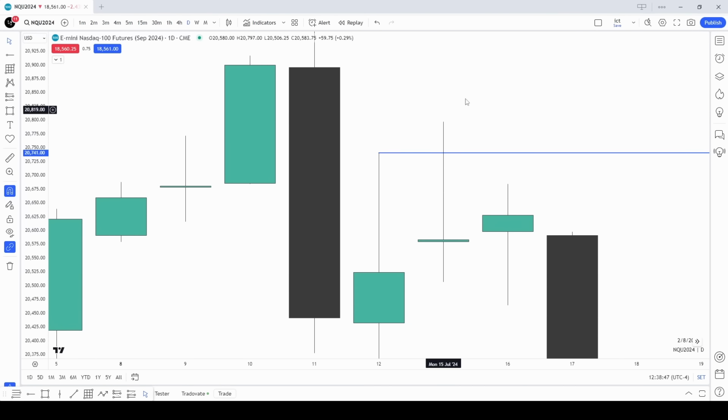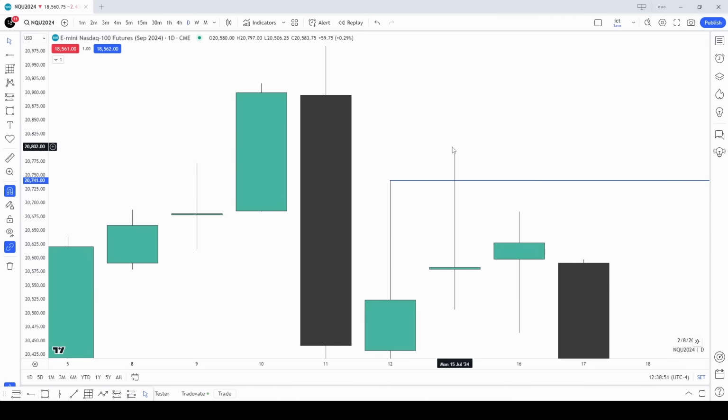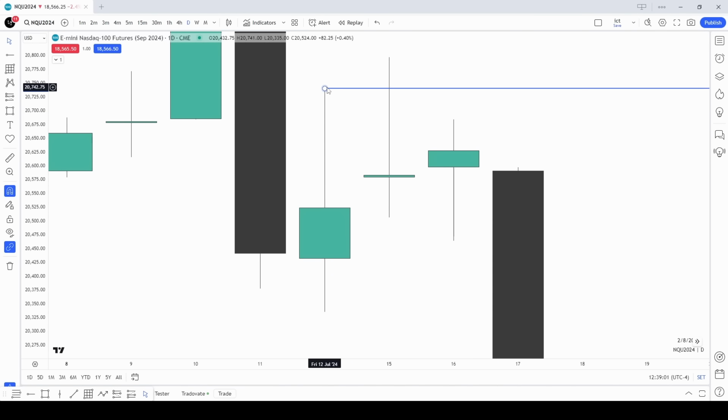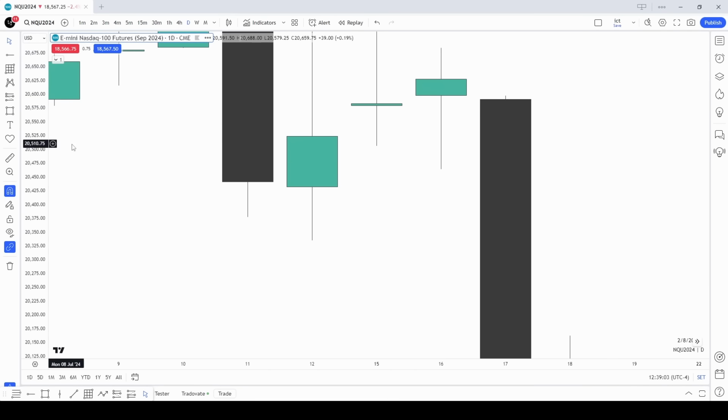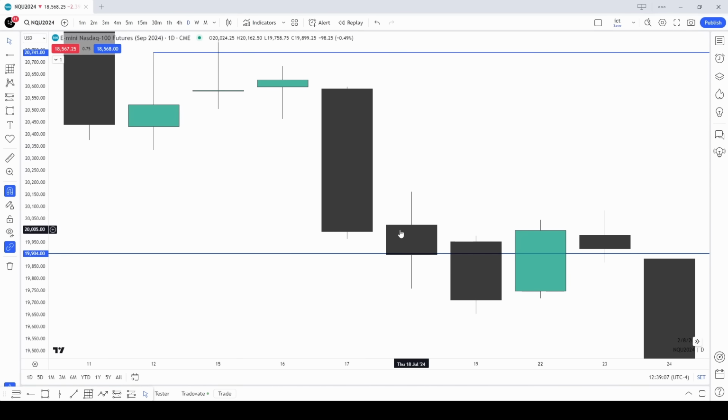But what if we continued and closed here? I would expect this high to get ran, but it doesn't. Price rejects. Do we close inside the body? No. So I would skip this day. Again, we take out the low, close inside the wick. I'm not interested. Okay, and then we get a huge expansion to the downside, taking out sell side liquidity, and we do it once again.